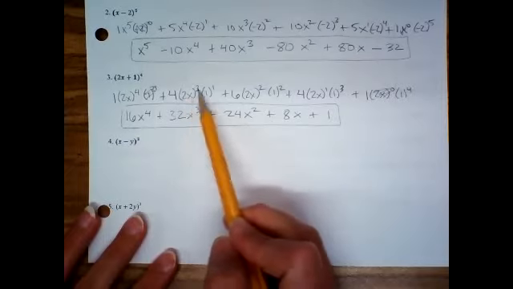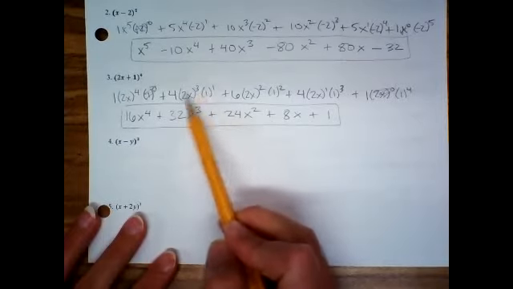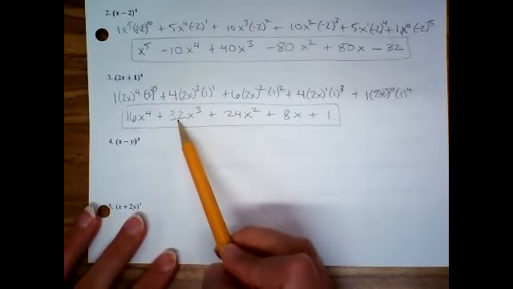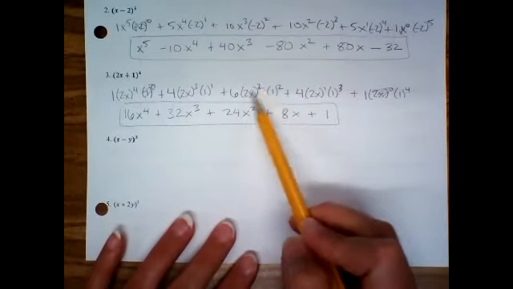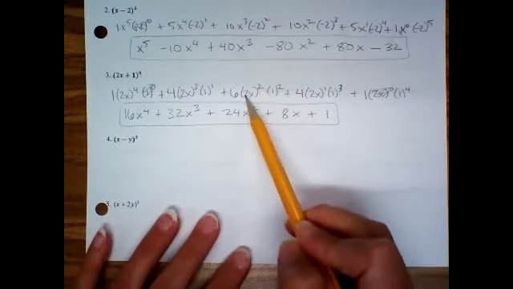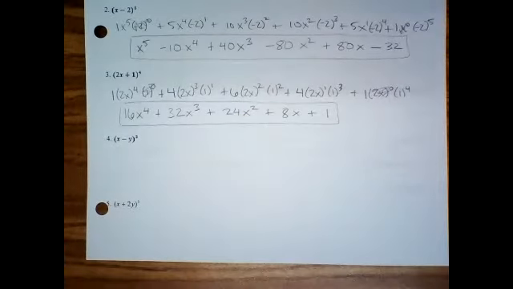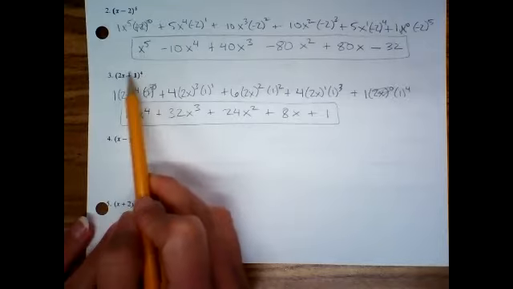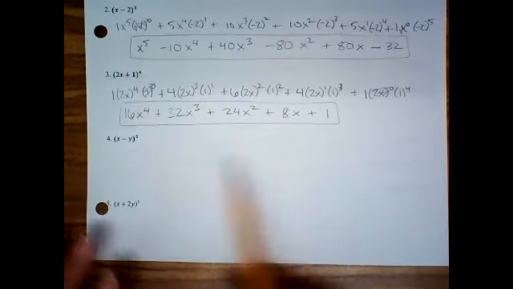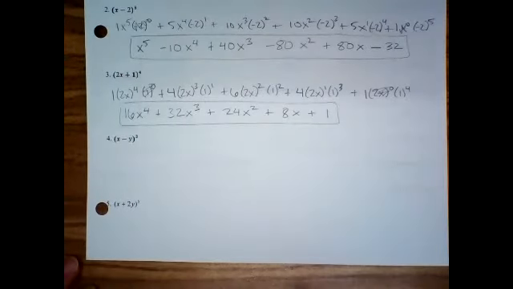Right here, 2 cubed is what? That'd be 8, and then times 4 is where we got 32. Yeah, good. And then this one, 2 squared would be 4 times 6 is 24. You kind of lucked out there because the other number was 1, so you don't have to even deal with that because you don't have to multiply by 1.